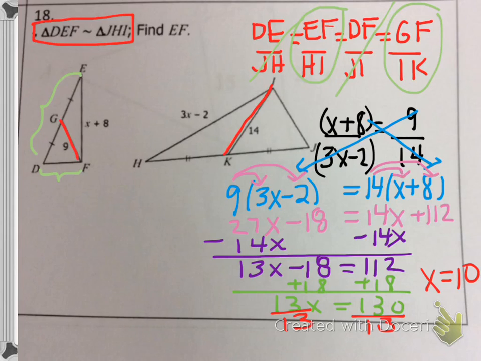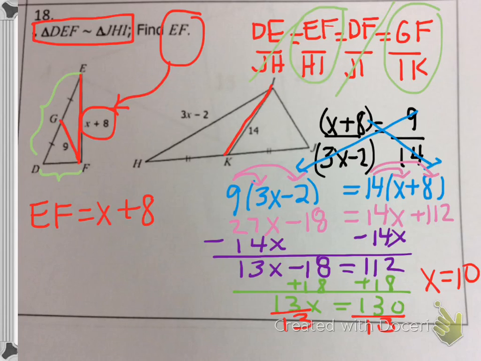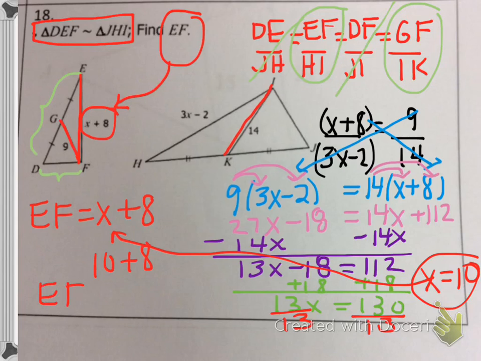So remember, they asked us to find EF. So EF would be this length here, which is x plus 8. So EF is equal to x plus 8. We already know what x is. We found it to be 10, so I could plug in 10 plus 8. So EF is equal to 18.